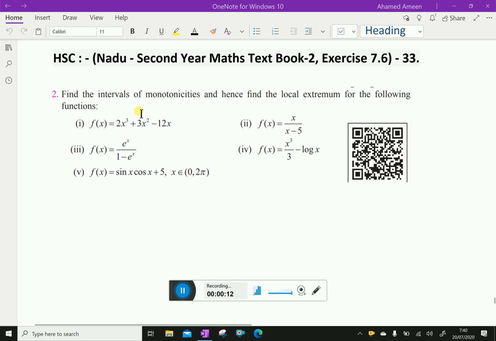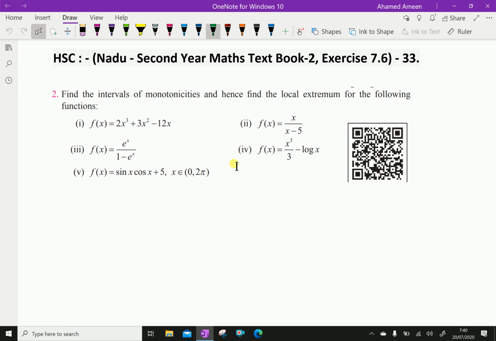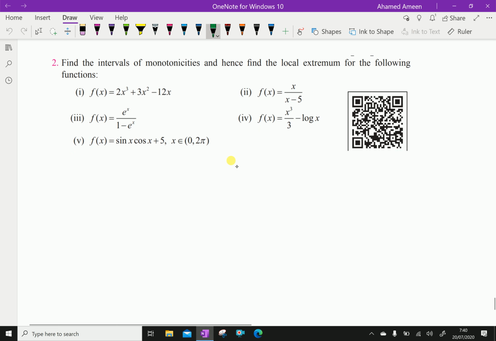Find the intervals of monotonicities and hence find the local extremum for the following function. Number 2, f of x equal x over x minus 5. Here the second question, f of x equal x over x minus 5.